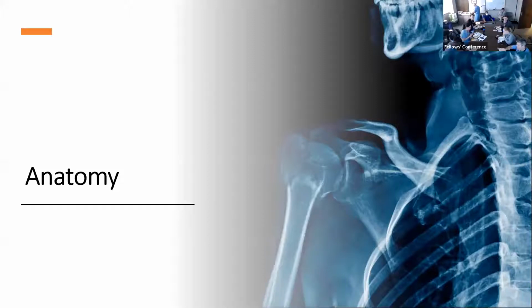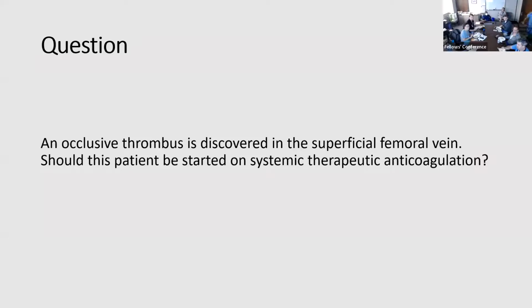So next we're going to talk about the anatomy, and again, this is the most important part. If you walk out of here with nothing today except understanding the anatomy, you've succeeded. So we'll start with a question. I'll read it to you. An occlusive thrombus is discovered in the superficial femoral vein. Should this patient be started on systemic therapeutic anticoagulation?